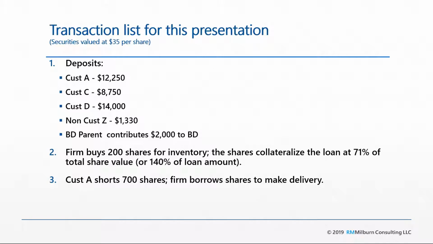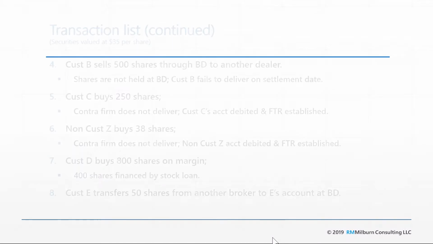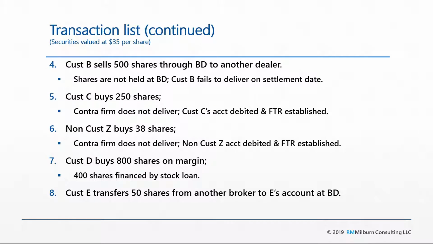Second transaction is the firm is going to buy 200 shares for inventory, and they're going to put all the shares out for loan. Customer A is going to short 700 shares, and the firm is going to borrow shares to make delivery. For 4, customer B is going to sell 500 shares through the BD to another dealer, and the shares are not held at the broker-dealer, so that means the broker-dealer is waiting for customer B to deliver the shares to it. Customer B is going to fail to deliver on settlement date.